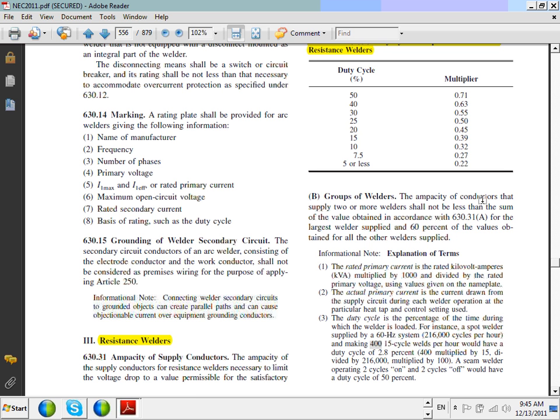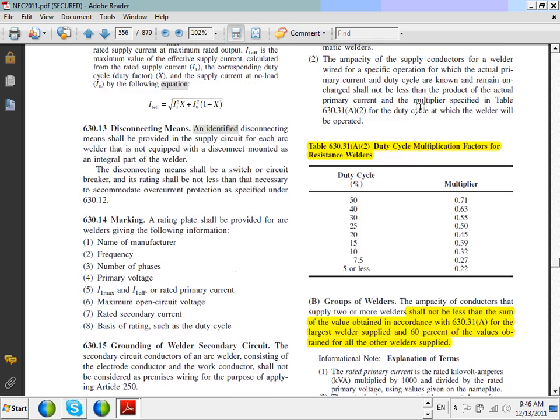The ambiguity of the conductor that supplies 2 or more welders. If you read this, it will tell you if you have a feeder that feeds multiple welders of this type, you take the largest, fattest, fluffiest welder at face value, plus the rest of them you cut by 60% because of the group influence, the group derating. Does that make sense?